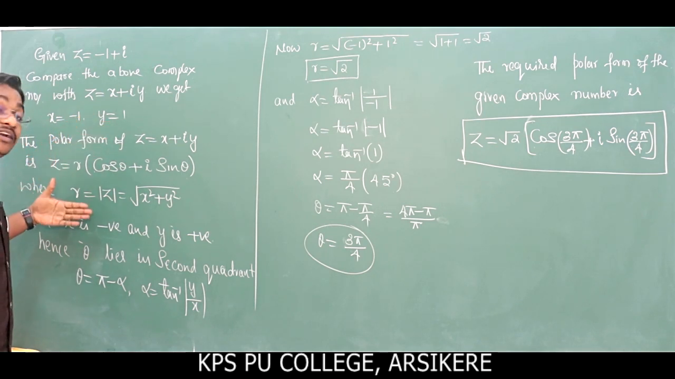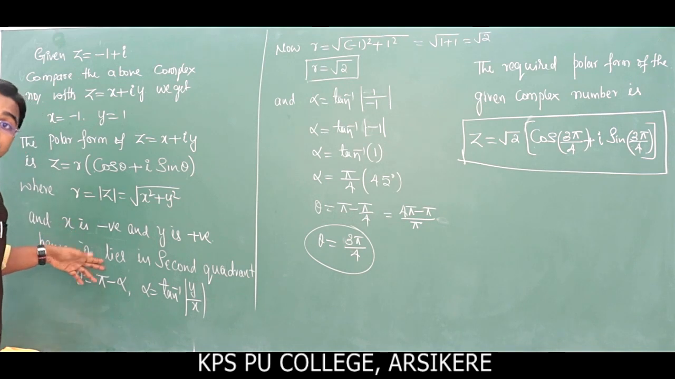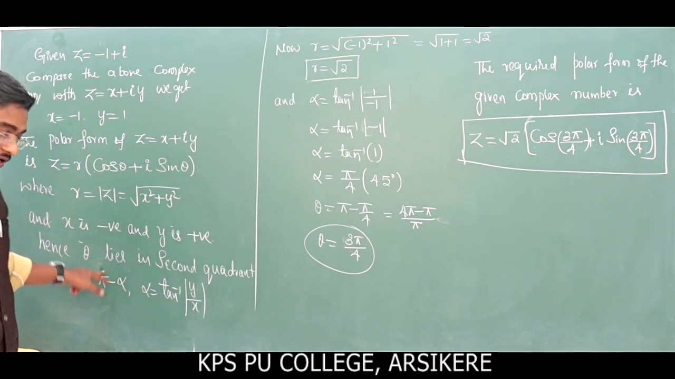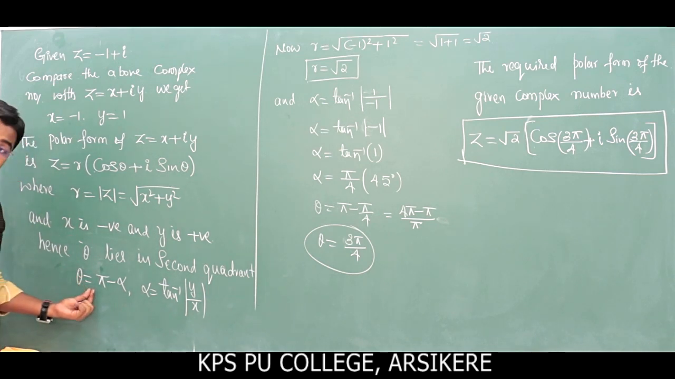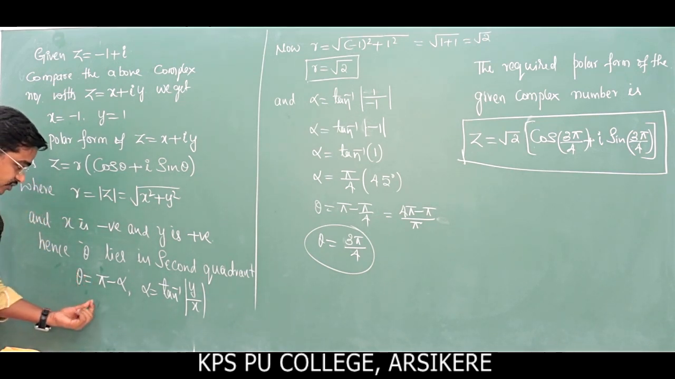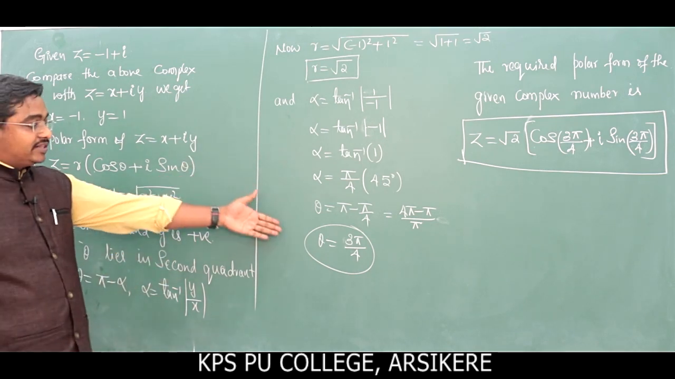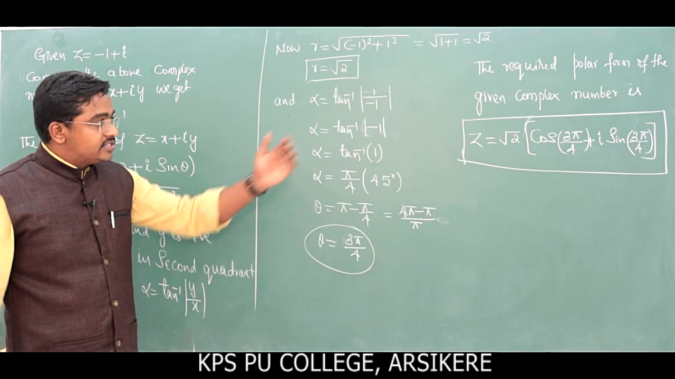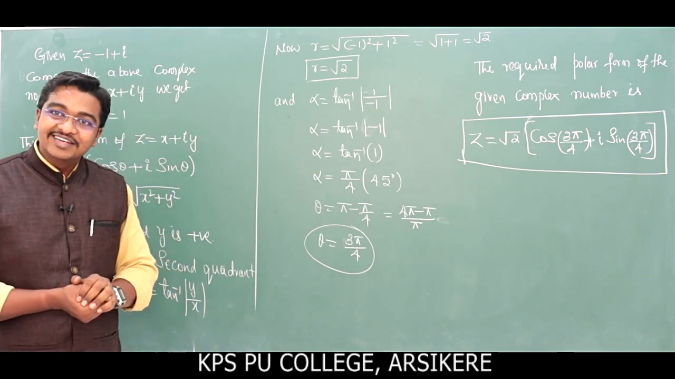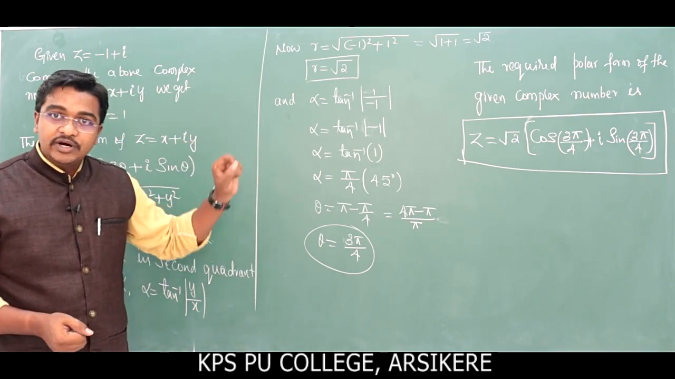Then find theta. So first, before going to find theta, we should know whether it lies in the first, second, third or fourth quadrant, right? So obviously theta lies in the second quadrant because x is negative, y is positive. After substituting alpha is equal to tan inverse of y by x, we obtain theta there. Then substituting z is equal to r times cos theta plus i sin theta. Take a pause and note all the things that I have written here.